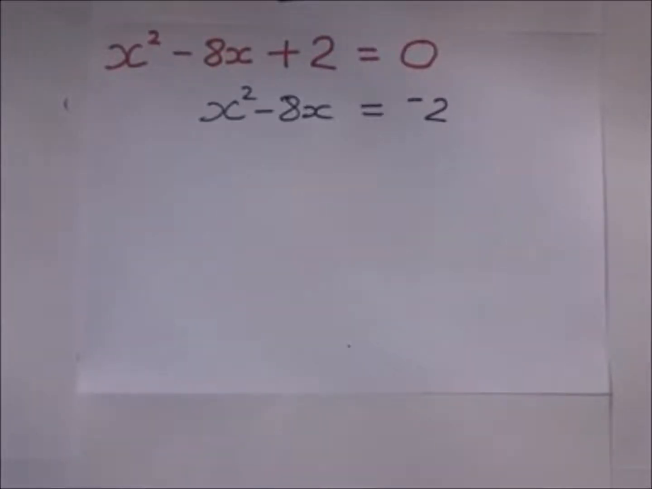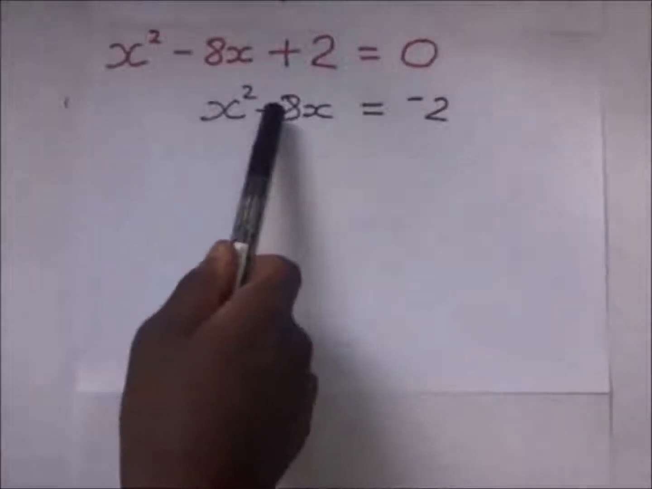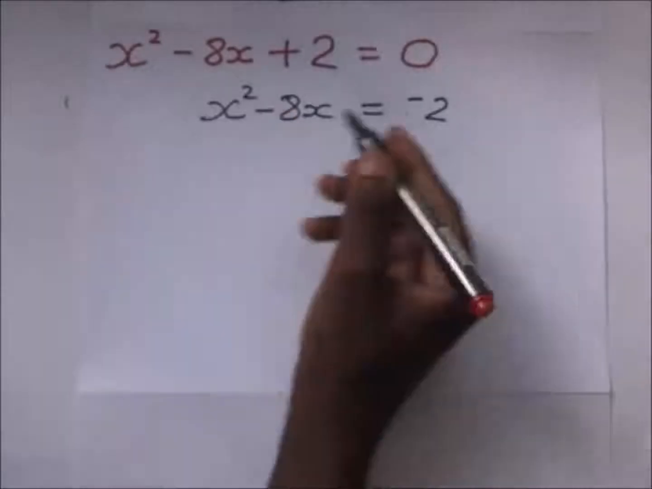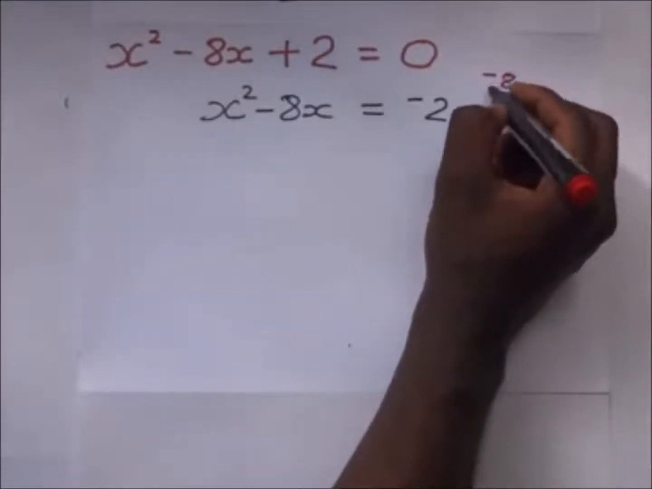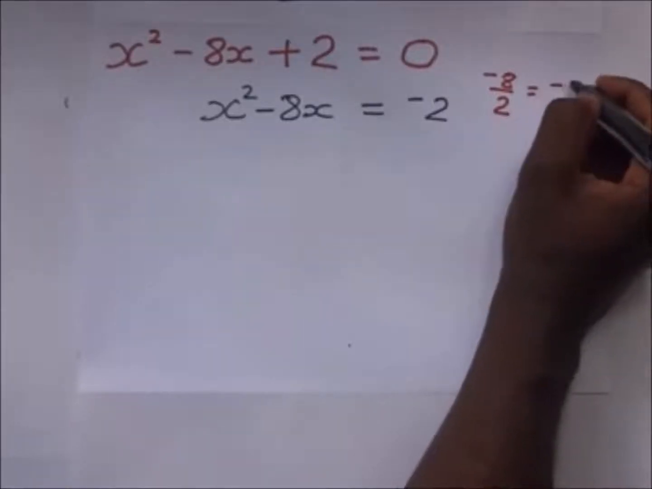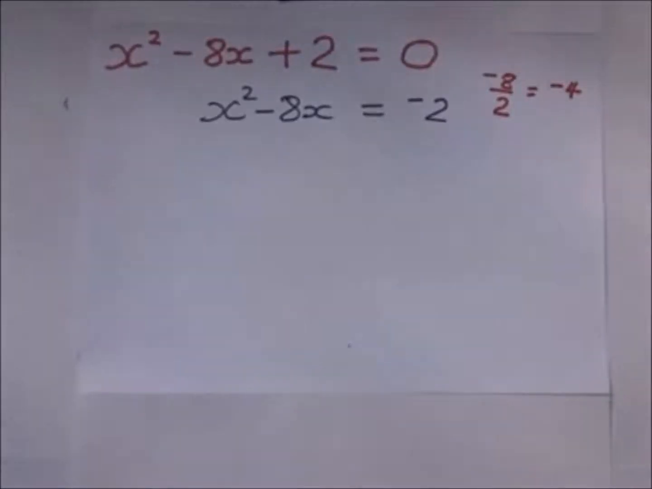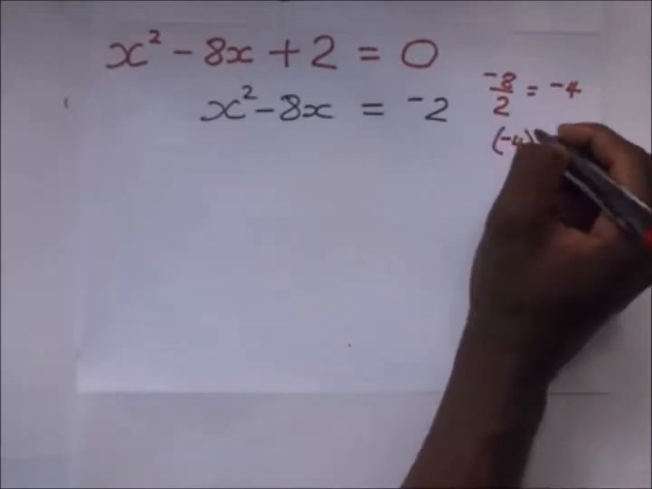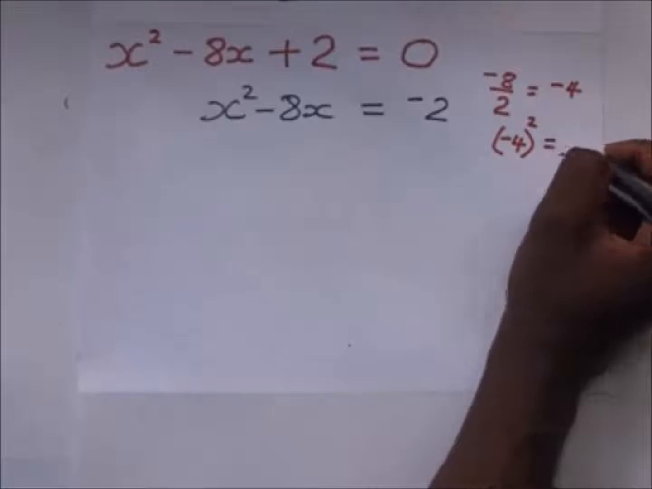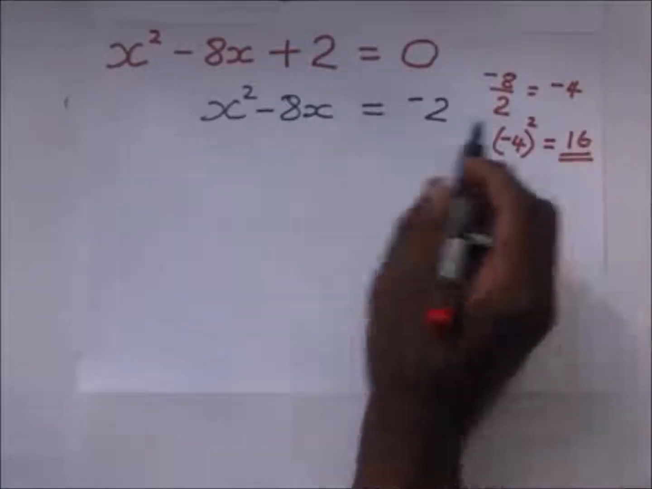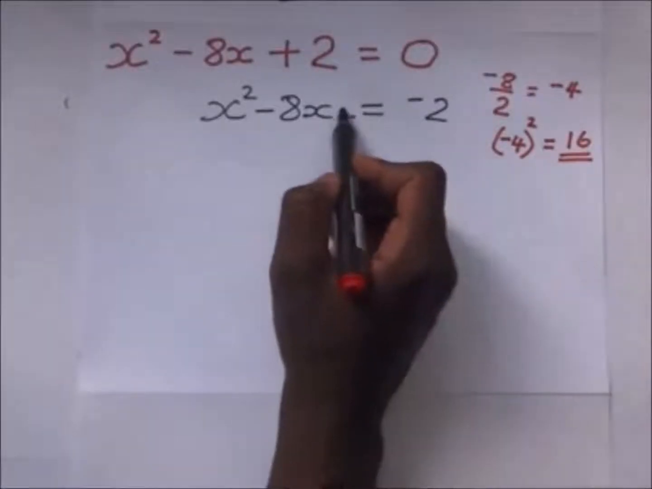So we'll begin again. We look at the coefficient of x. Now this coefficient of x, we are going to first divide it by 2. When we divide it by 2, the answer we get is negative 4. Now the answer we get is supposed to be squared. When we square the answer, the answer we get is 16. So it is this 16 that we are going to add on both sides of this equation.